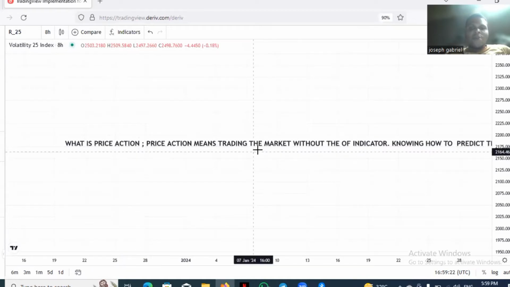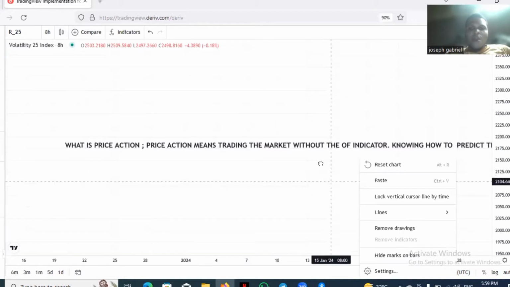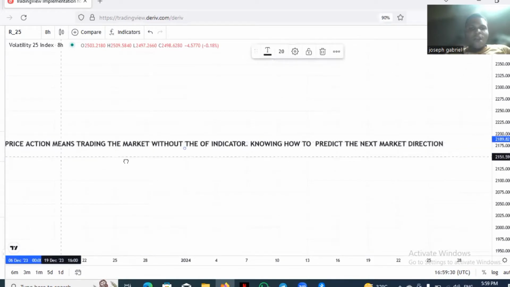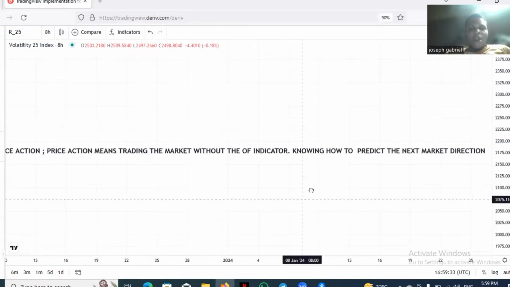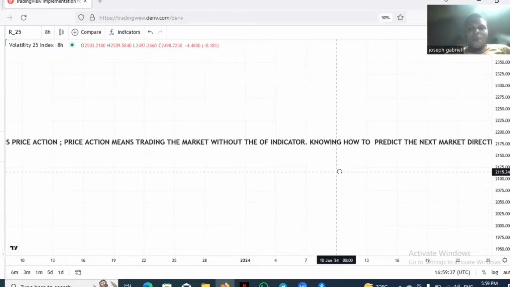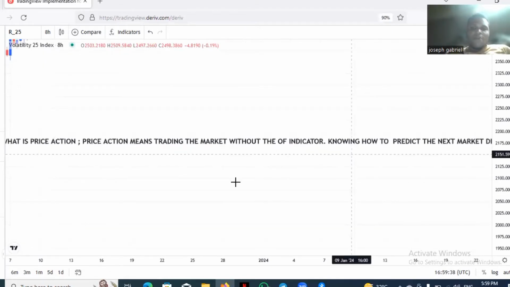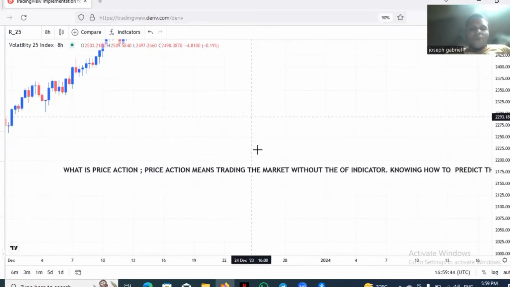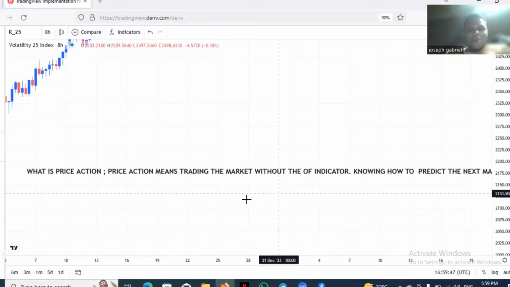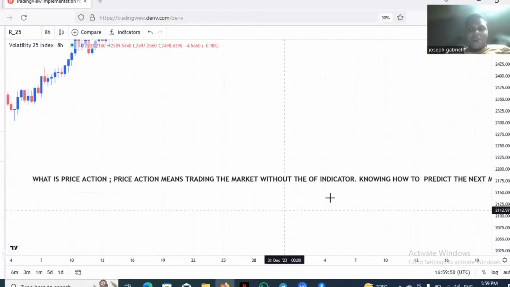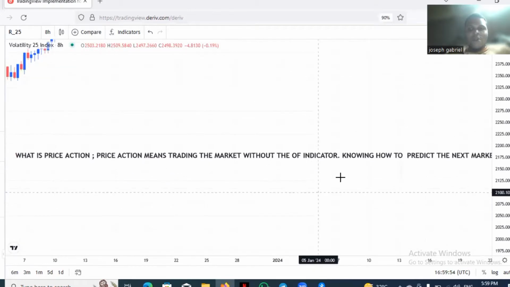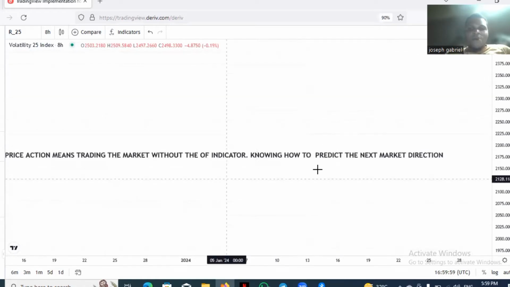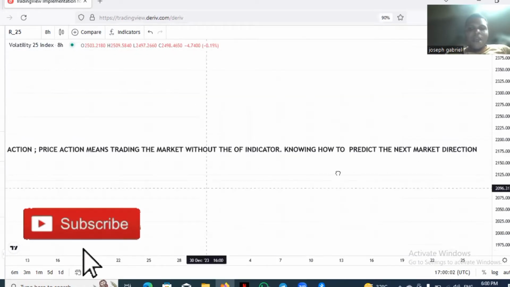Price action means trading the market without indicators. Trading the forex market without any indicator is what is called the price action trading strategy. This is one of the favorite strategies that so many traders use to trade the forex market, and even me talking to you, this has been my favorite concept in trading. It's one of the best strategies I've used for many years as a trader. It helps you know how to predict the next market direction.